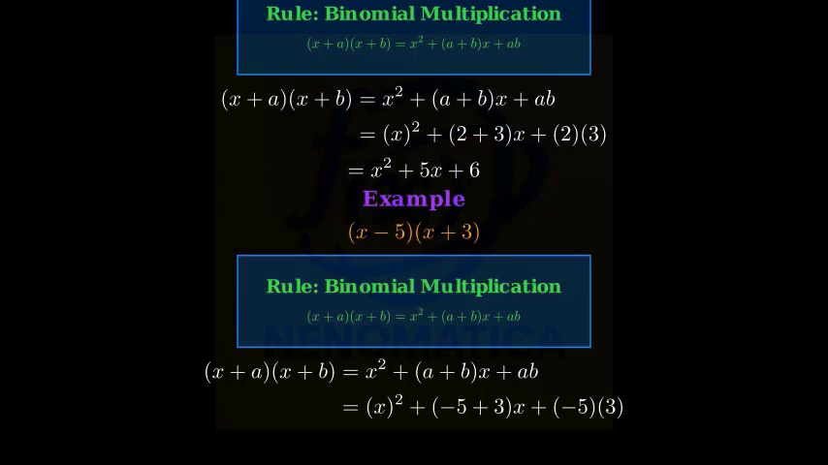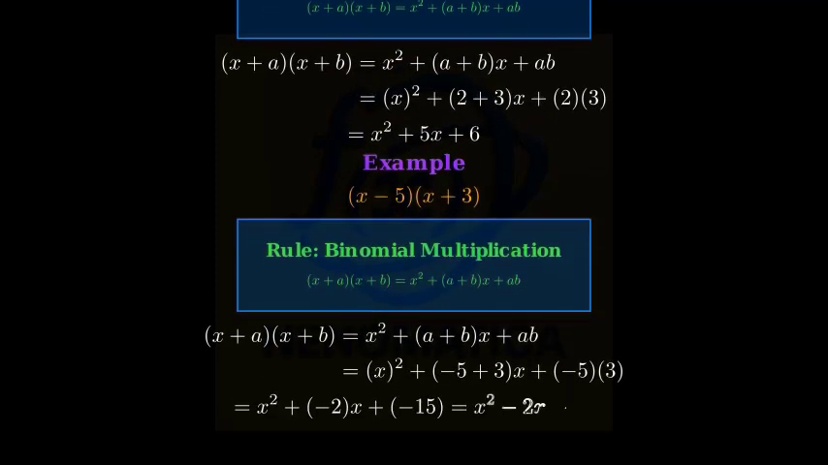Substituting into our formula, we get x squared plus the quantity negative 5 plus 3 times x plus negative 5 times 3. Now, we simplify the expression. Negative 5 plus 3 equals negative 2, and negative 5 times 3 equals negative 15. So our final answer is x squared minus 2x minus 15.